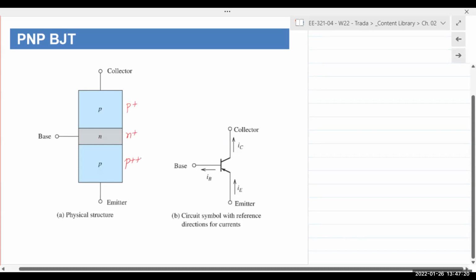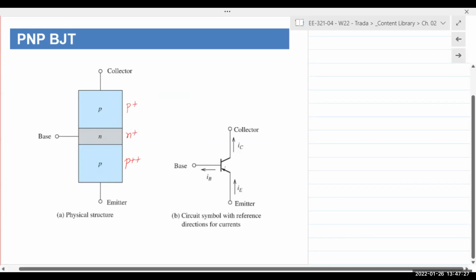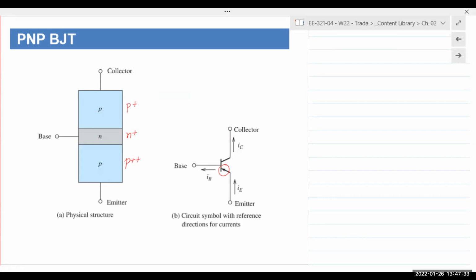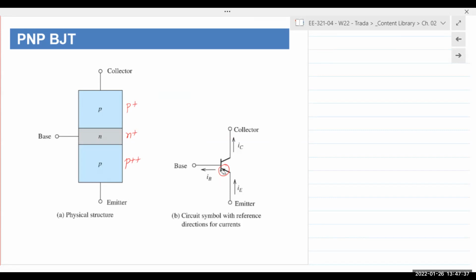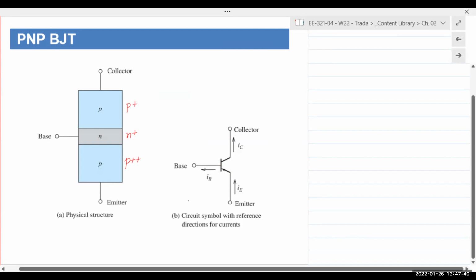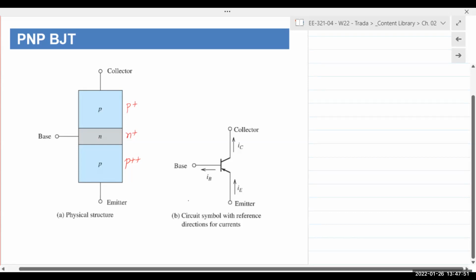The emitter has a lot of excess positive charges. The current is now flowing in the opposite direction, which is indicated by the arrow that goes into the device, not out. So anytime you see the arrow going in, that is a PNP transistor. Anytime you have an arrow coming out, that is an NPN transistor. These are just some of the basics that as non-EE majors you should be familiar with.